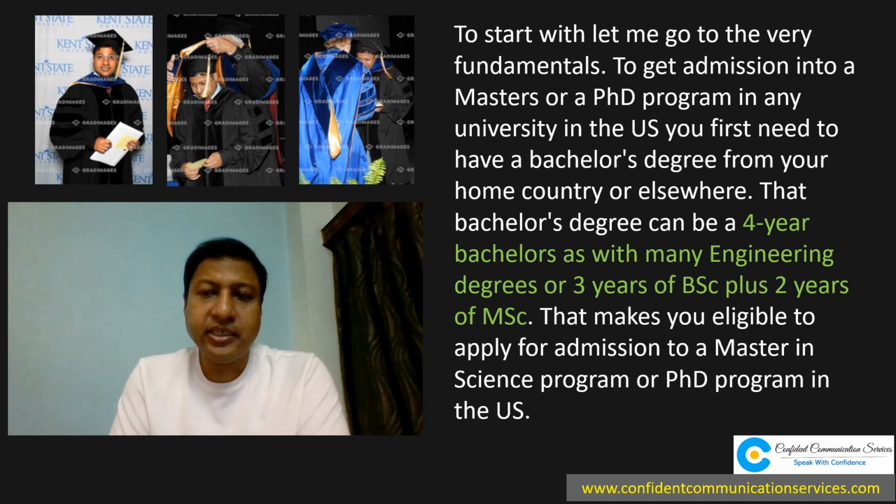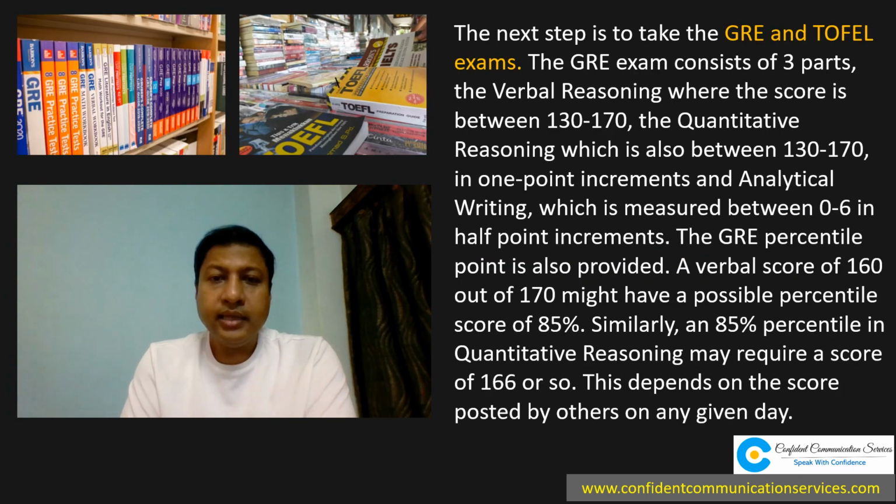To get admission into a master's or a PhD program in any university in the US, you first need to have a bachelor's degree from your home country or anywhere else. That bachelor's degree can be a 4-year bachelor's, as with many engineering degrees, or 3 years of BSc plus 2 years of MSc. That makes you eligible to apply for admission to a master's in science program or a PhD program in the US. The next step is to take the GRE and TOEFL exams.